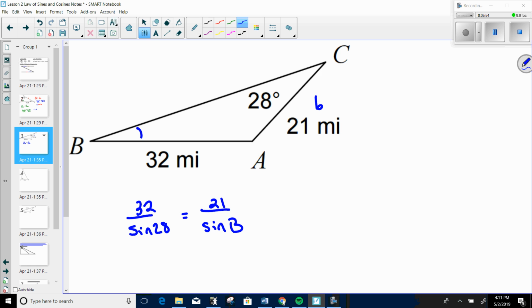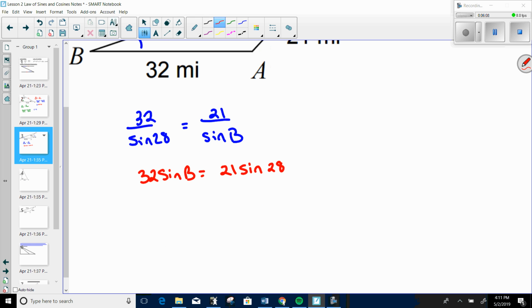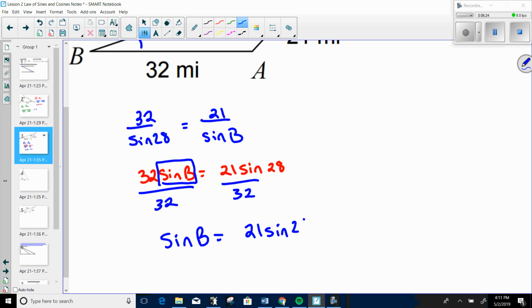So how do we go about doing that? We cross multiply again. So when I cross multiply, I'm going to get 32 sine B equals 21 sine 28. Now here's where we have to know how to deal with this. This sine B has to stay together, so you have to keep this together. You can divide by 32 on both sides. So this becomes sine B equals 21 sine 28 over 32.